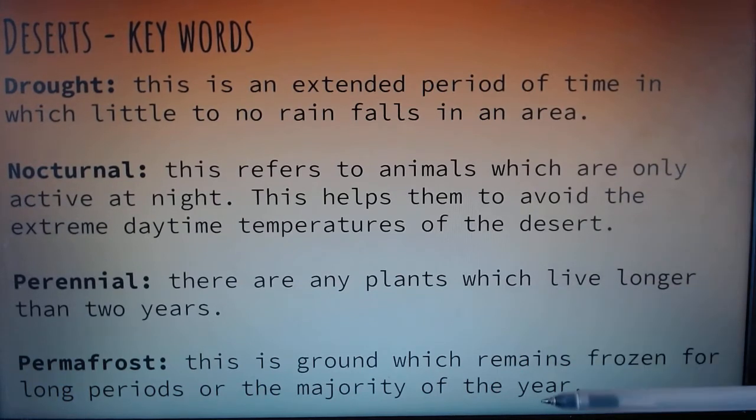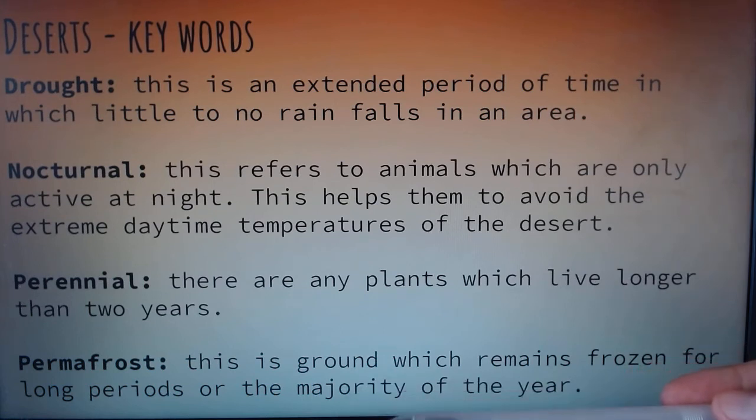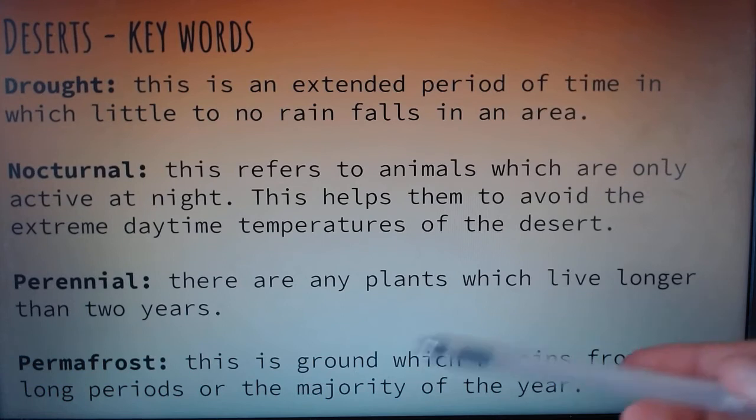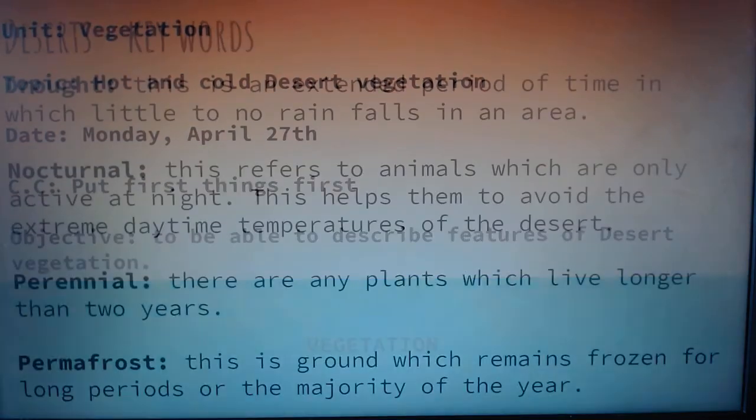Finally, we have our permafrost. Okay, this is ground which remains frozen for an extended or long period of time, or the majority of a year. So again, in our cold deserts, the permafrost, the soil layer, okay, is actually frozen solid. Alright, so you can't even dig in it, so it stops a lot of plants growing. Okay, so there are your keywords. Make a note of those under where you've headed up.